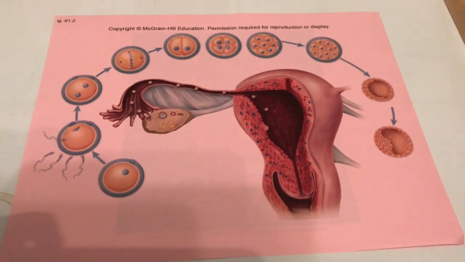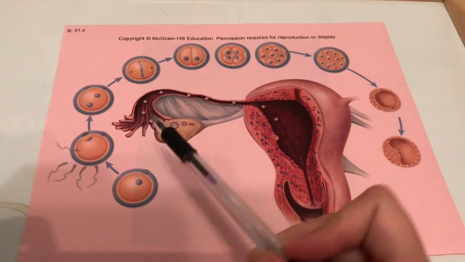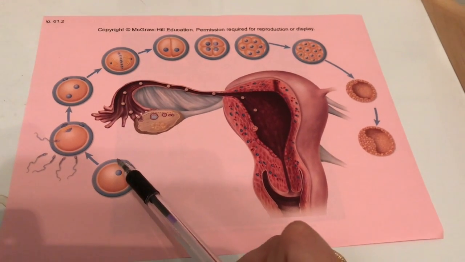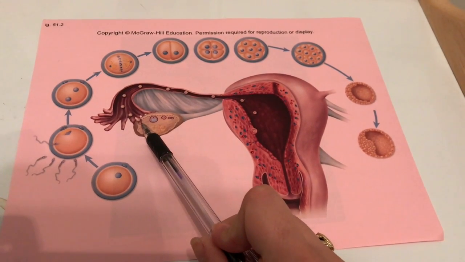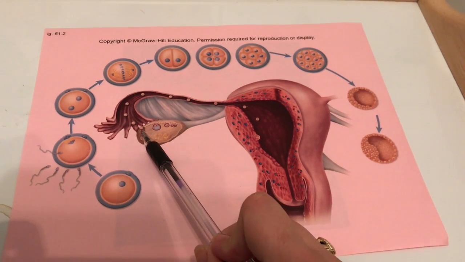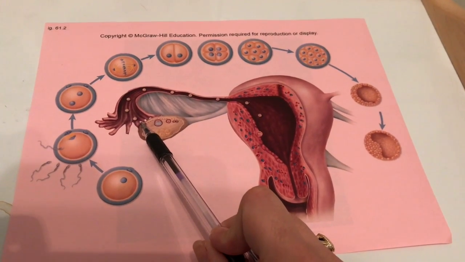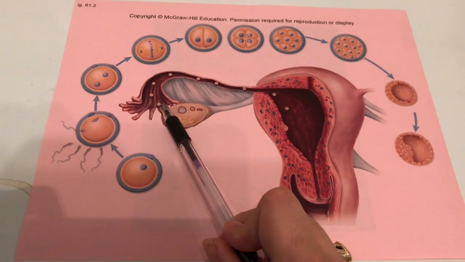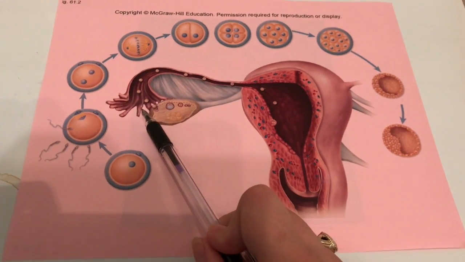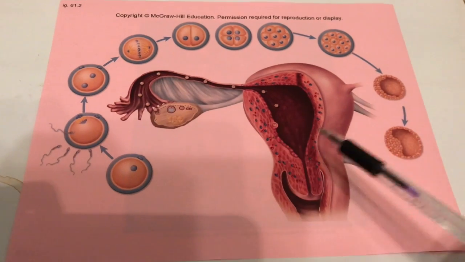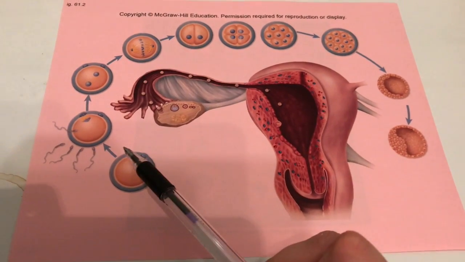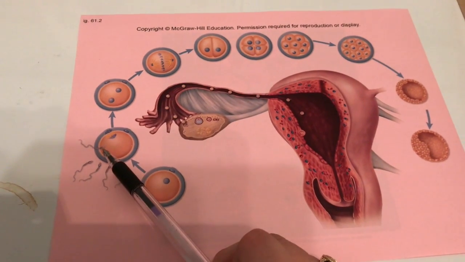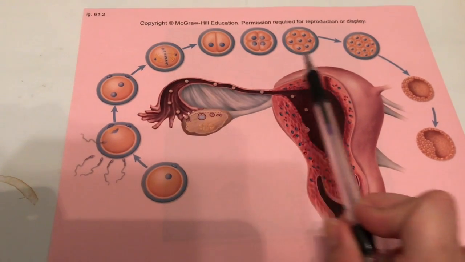So here we have the early stages of development. We start off with the secondary oocyte, which has just been ovulated from the ovary. This secondary oocyte moves into the uterine tubes with the help of these fimbriae. And once a sperm cell comes in and is able to fertilize the oocyte, the next stages of development start.